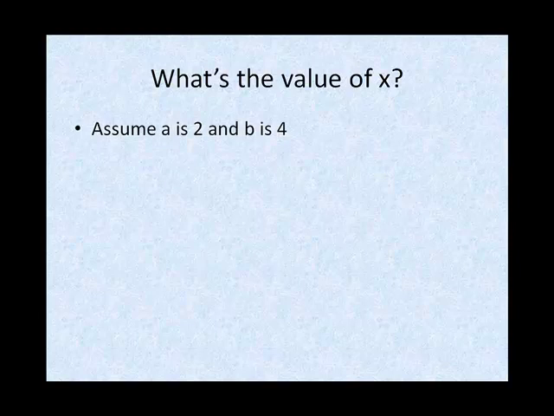Assume a is 2 and b is 4 again. What's the value of x = a++ + ++b? Well, a++ is evaluated as 2, but ++b is evaluated as 5. So in this case, x equals 7. It's tricky, but it's important.